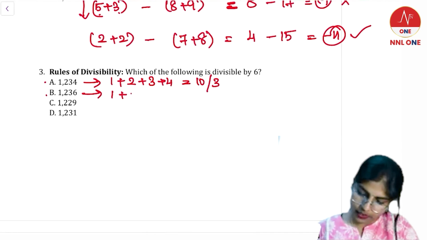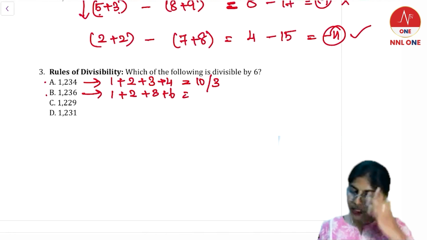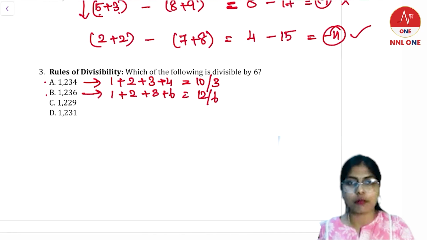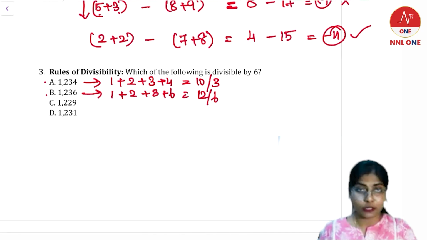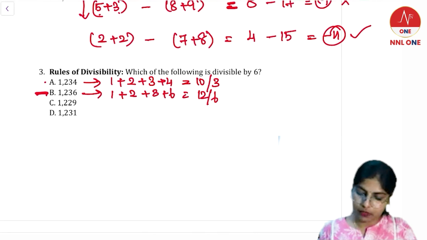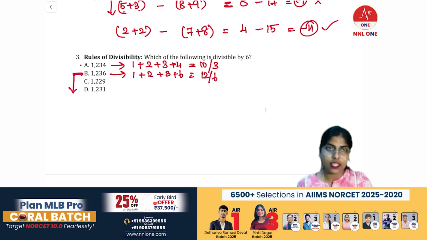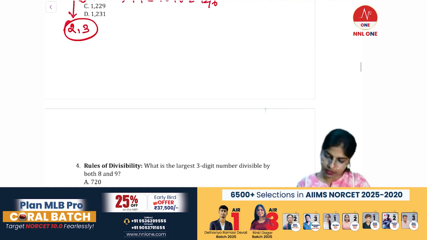Next, 1 plus 2 plus 3 plus 6. 1 plus 2 is 3. 3 plus 3 is 6. 6 plus 6 is 12. 12 is definitely divisible by 6 and also 3. So the number which is divisible by 6 is 1, 2, 3, 6 because it is divisible both by 2 and 3. So the answer for the third option is option B, 1, 2, 3, 6. Next.